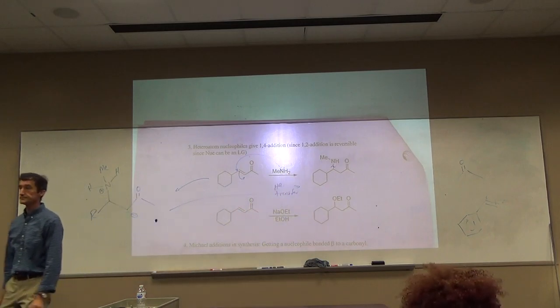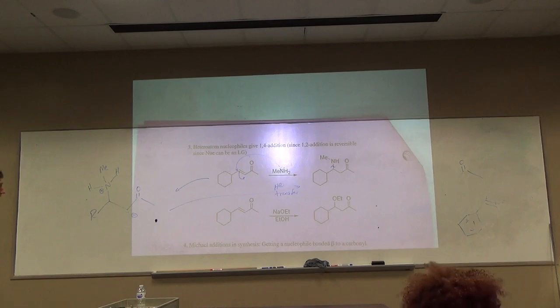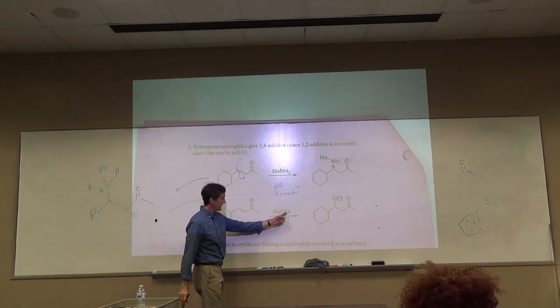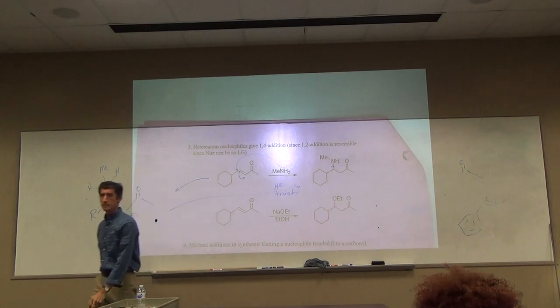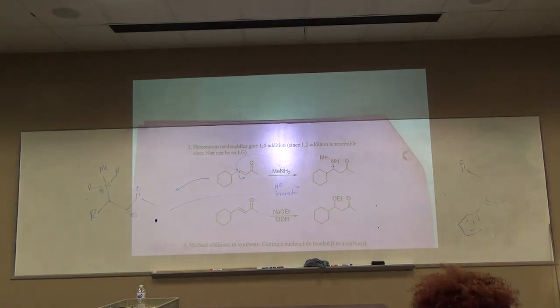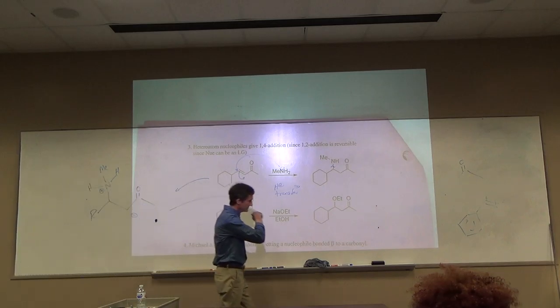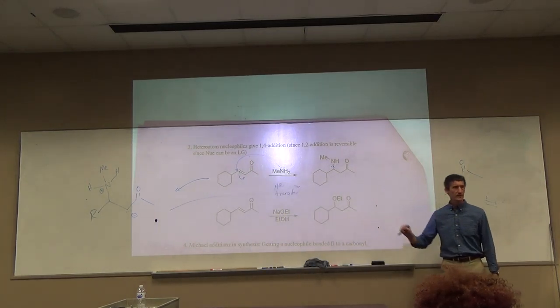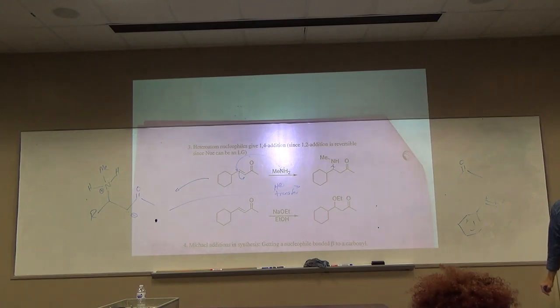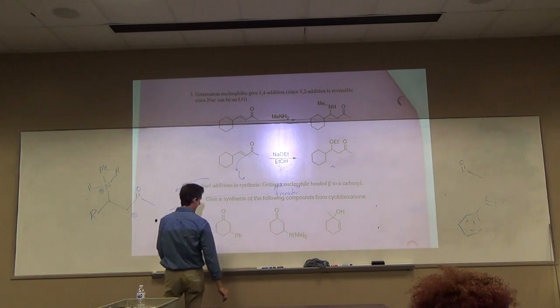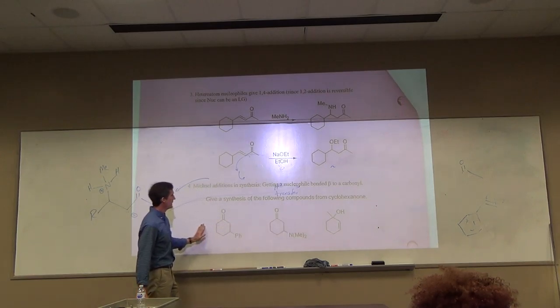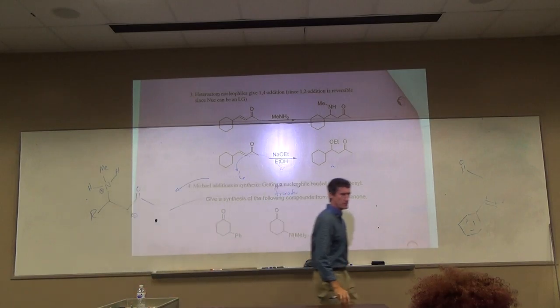And we can show product. All right. Down below, I'm just doing a Michael addition with ethoxide coming in. Where could the proton come from here? Ethanol. Ethanol could serve as a proton source. Well, this has a pKa of about 20, ethanol is about 16. Ethanol will supply the proton. Okay, so these are just examples of Michael additions. Think backwards here, okay? Take a look at those, we'll look at them on Friday.